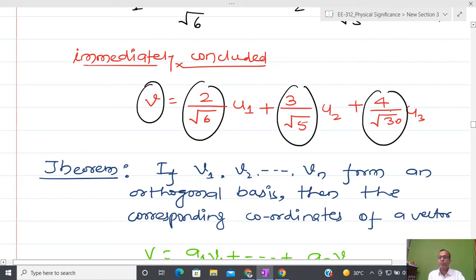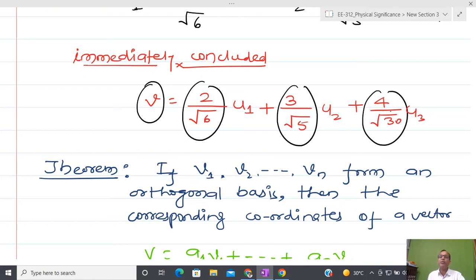So due to that reason we try to find an orthogonal or orthonormal basis. What we found is that if I have an orthonormal basis, then things are very easy. Using the concept of inner product, I am able to define the coordinates.